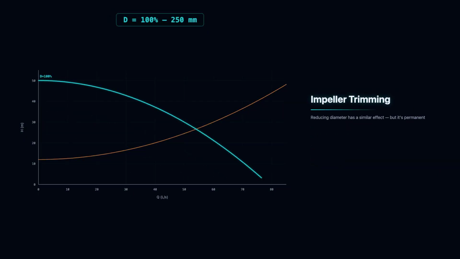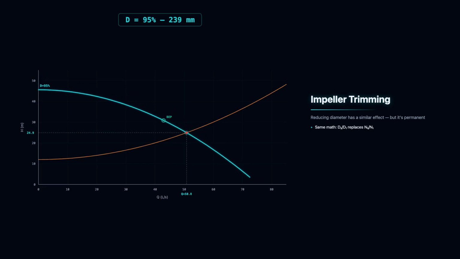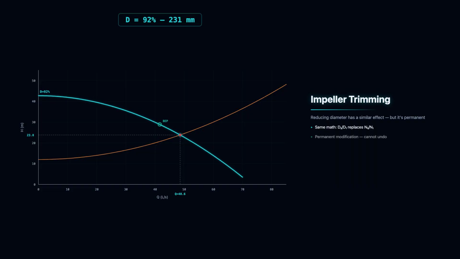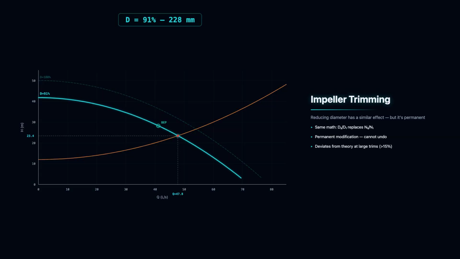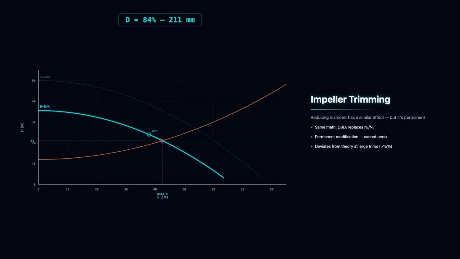Impeller trimming achieves a similar effect by reducing the impeller diameter. The math is the same. D2 over D1 replaces N2 over N1. As the impeller is trimmed from 100 to 92%, the curve shifts down. At 84%, it shifts further.